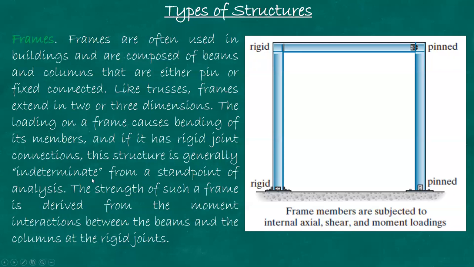It is indeterminate, we will discuss that later. The strength of such a frame is derived from the moment interactions between the beams and the columns at the rigid joints. More on this when we get to frames.